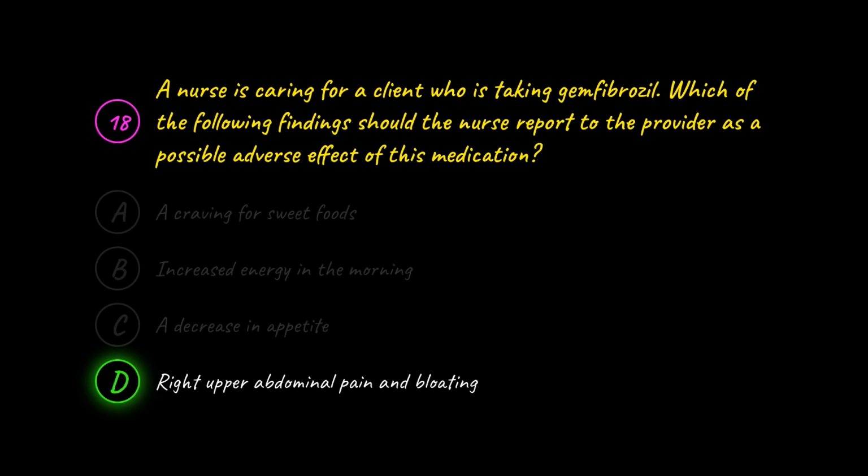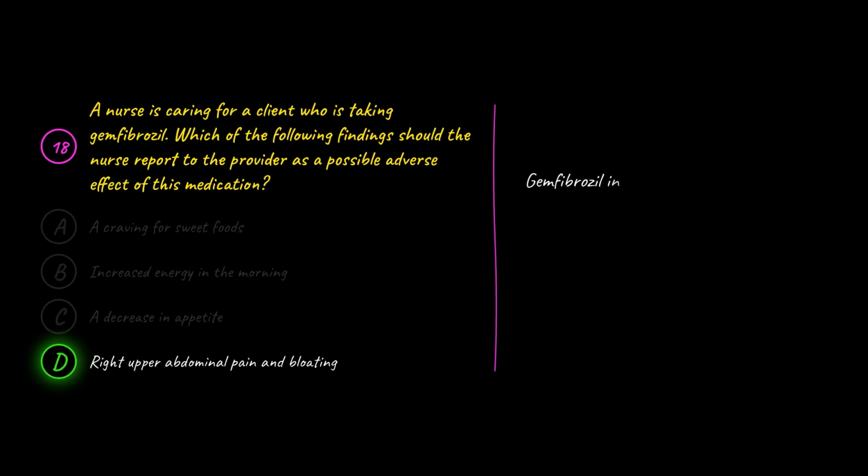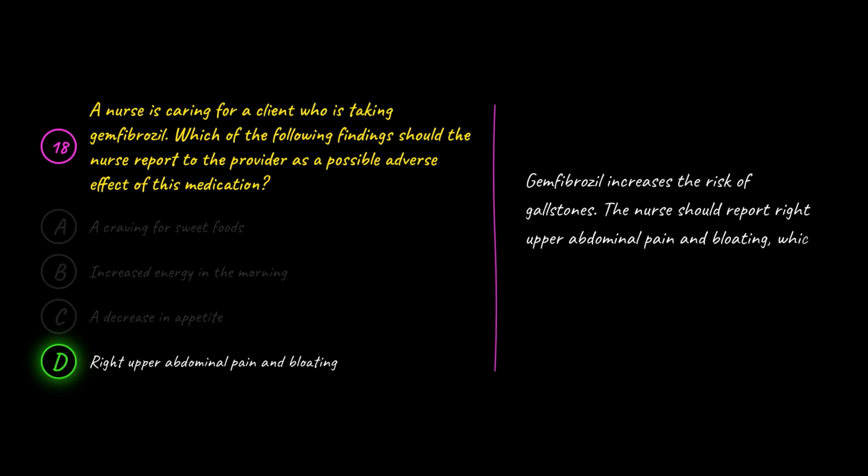The correct answer is D, right upper abdominal pain and bloating. D is correct because gemfibrozil increases the risk of gallstones. The nurse should report right upper abdominal pain and bloating, which can indicate gallbladder disease, so the provider can evaluate the client for this complication of fibrate therapy.